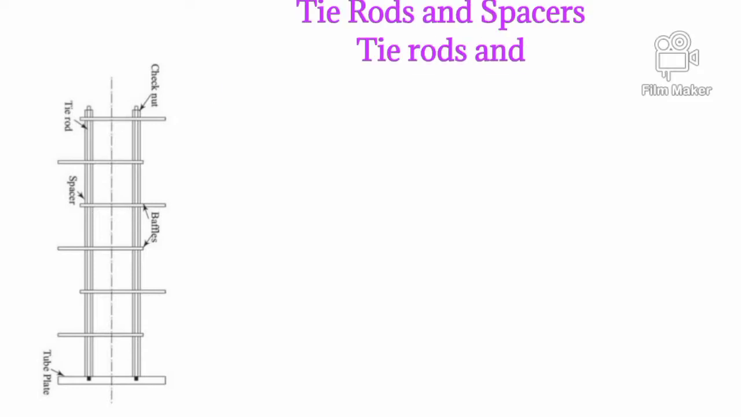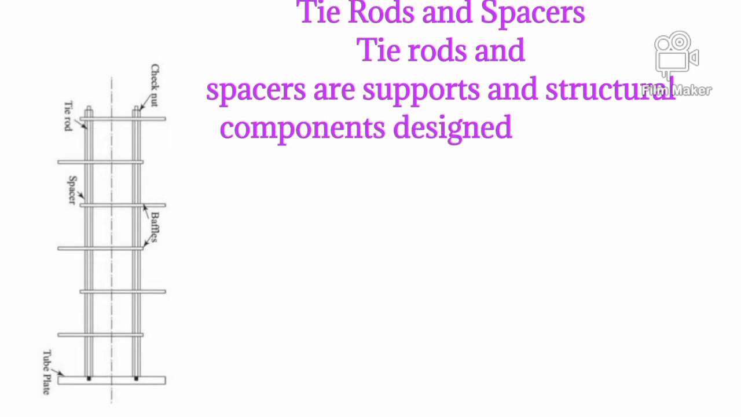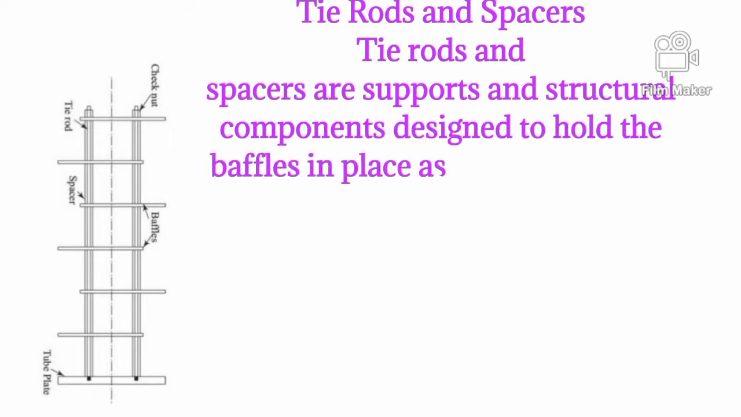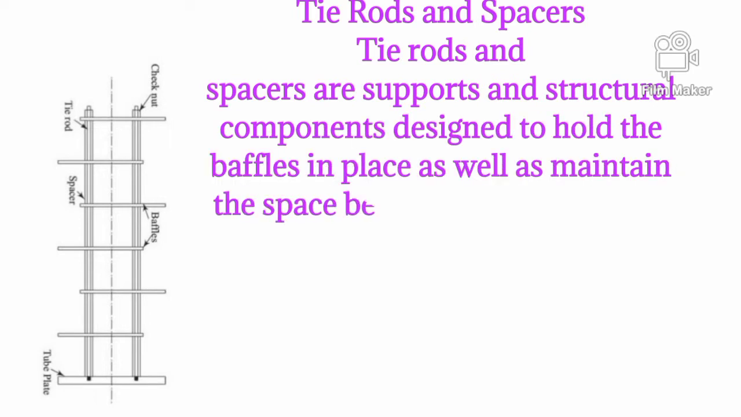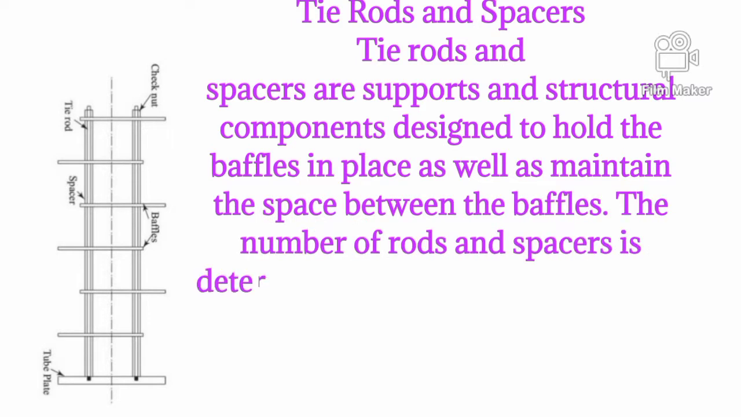Tie rods and spacers. Tie rods and spacers are supports and structural components designed to hold the baffles in place as well as maintain the space between the baffles. The number of rods and spacers is determined by the number of baffles and the diameter of the shell. Tie rods are screwed to the tube sheet and extend a bundle's length to the last baffle.